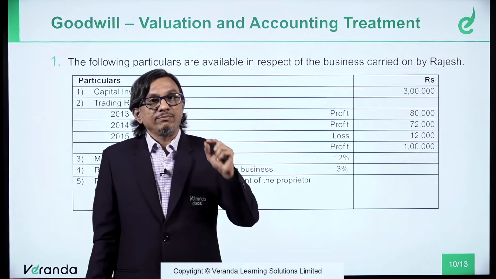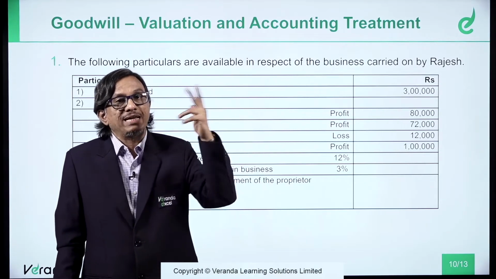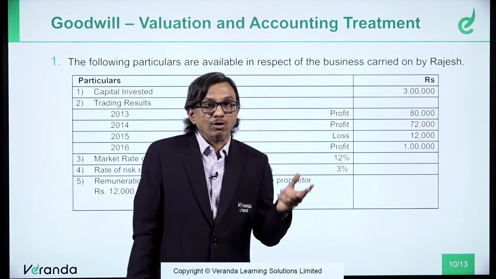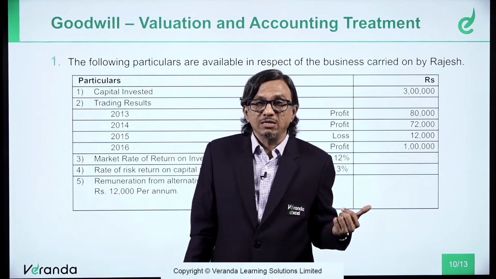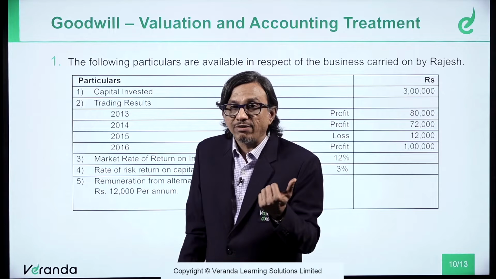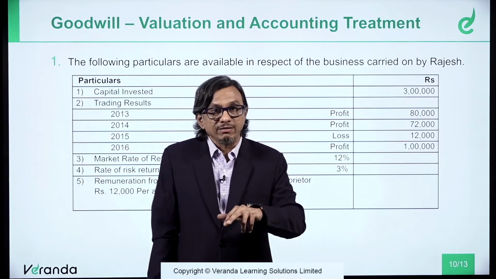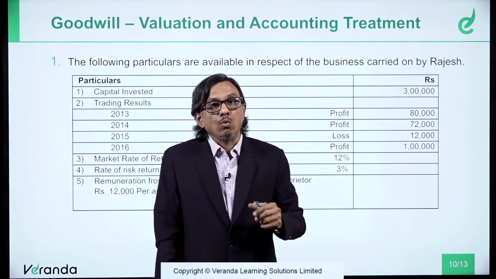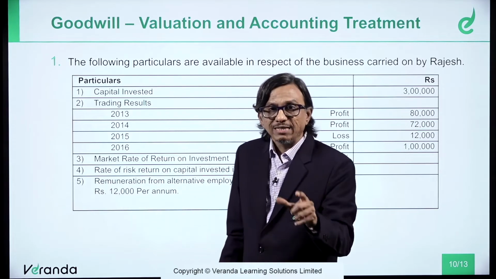So this business will get him a return of 15% on the capital employed. But on the contrary, he may not get the 12,000 rupees remuneration from alternative employment. That also should be factored in to calculate what will be the value of the goodwill. Now, how to find the value of goodwill?